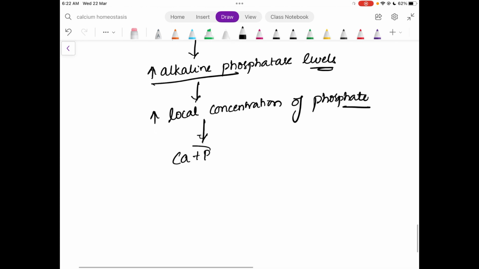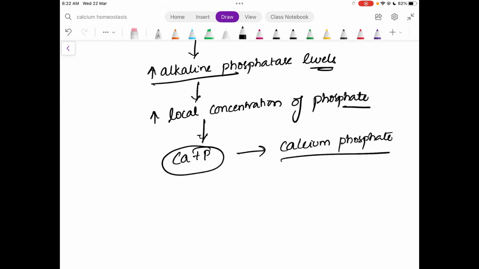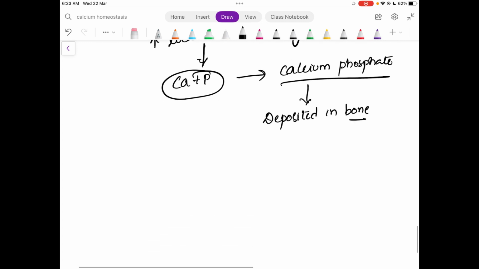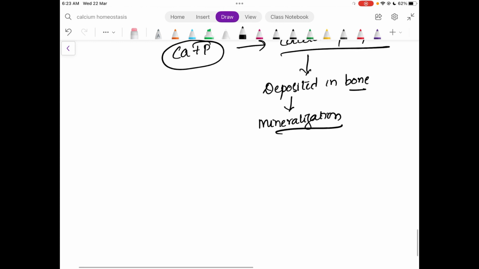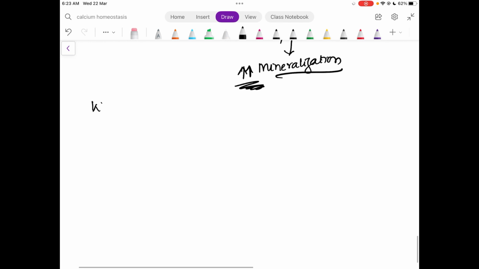and this phosphate will bind with the calcium and they will form calcium phosphate, and this calcium phosphate is deposited in bone, and it will cause increase in strength of the bone. This deposition is called mineralization. Okay, that means vitamin D will increase mineralization of bone. This is a normal function which will happen in the body.